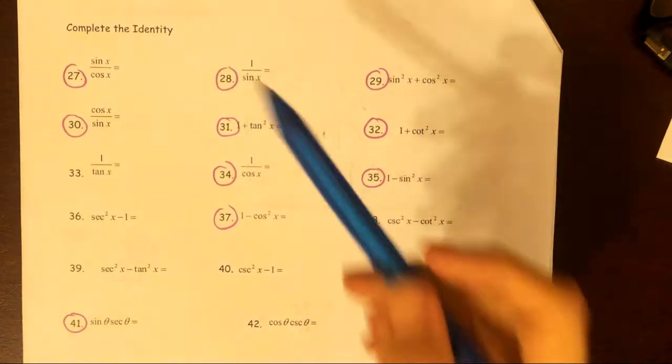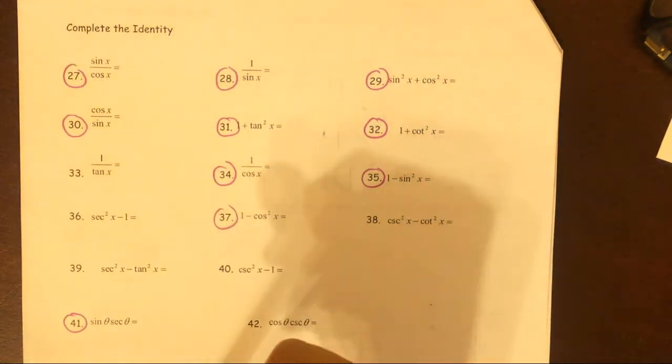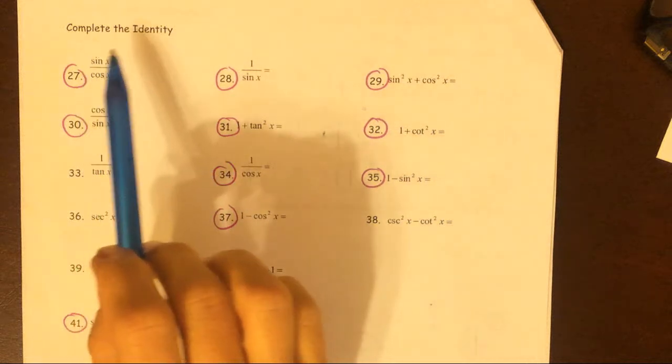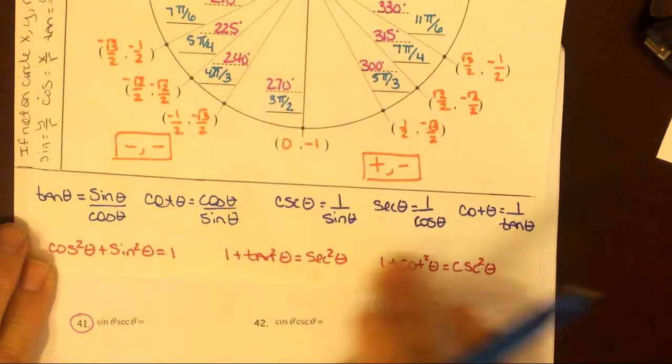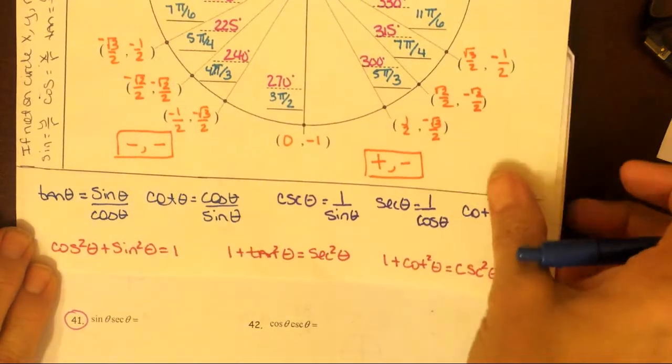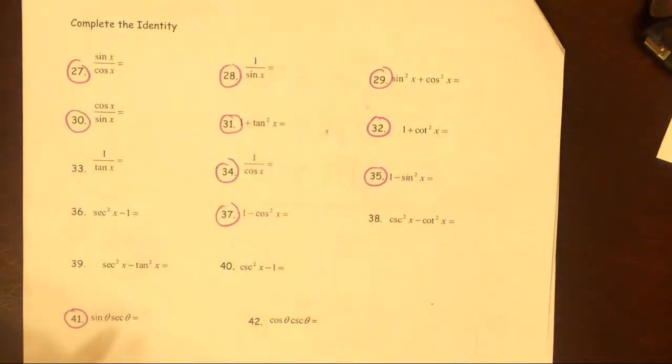So I'm going to turn the page. Now I've got 27 through 45, and on 27 through 45, this is when you need to know your 8 identities. So if you already have these written down, it'll make it a lot easier. If you don't have them written down, that's fine.